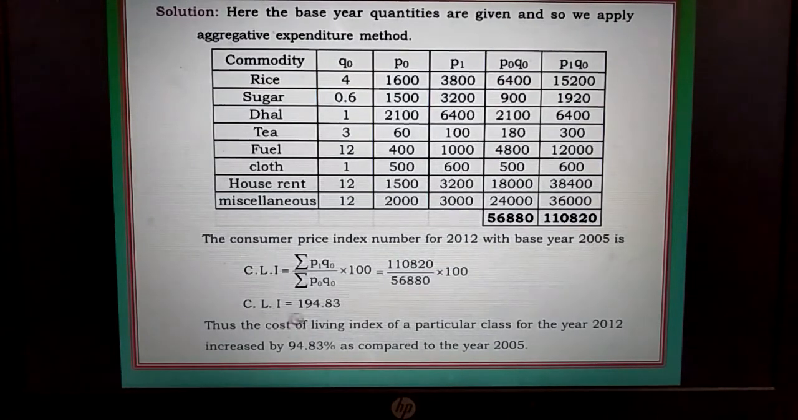You are going to get CPI is equal to 194.83, which is nothing but the cost of living of a particular class of the year 2012 increased by 94.83% as compared to the base year 2005. This way also interpretation can be given, or else in a simplest manner, 94.83% increase in cost of living index in current year as compared to base year. That way also an interpretation can be given. Next example.